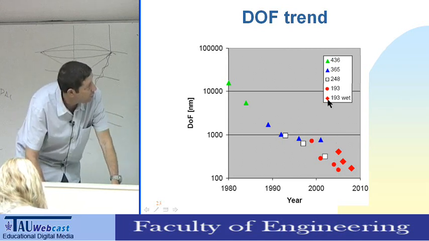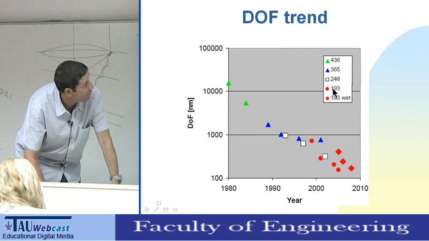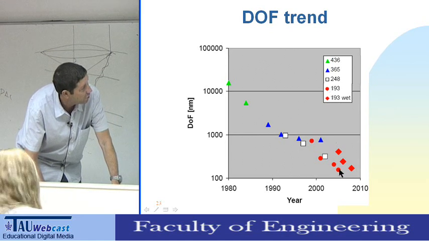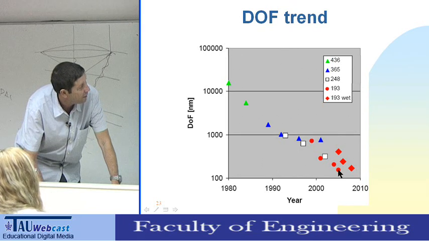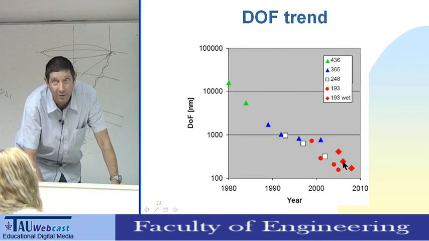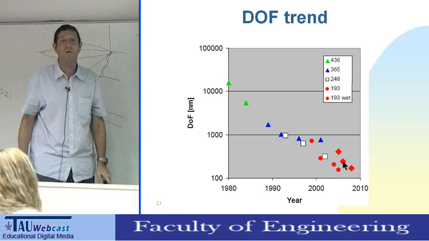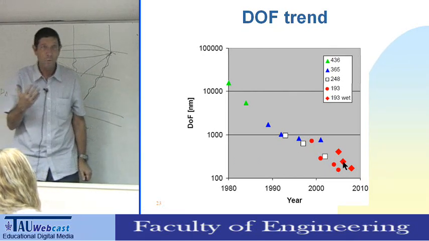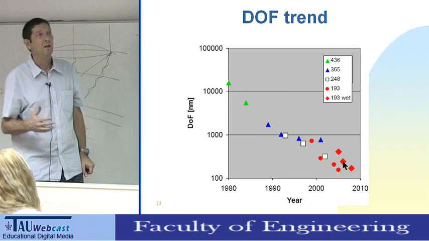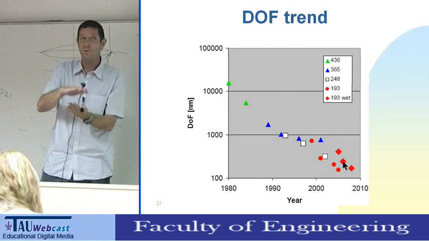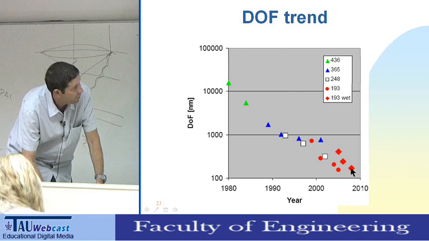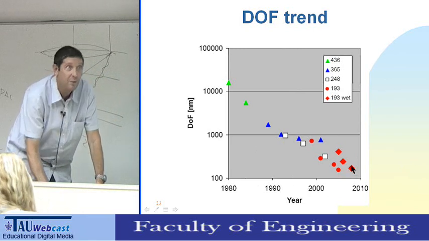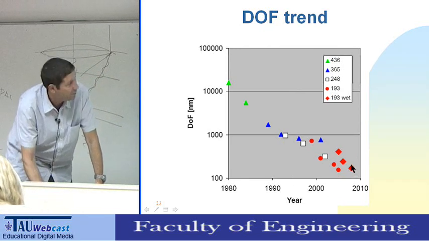The circles are the depth of focus for the regular 193, and this is 193 wet. So the main advantage for using wet lithography or immersion lithography is increasing the depth of focus, while at the same time hopefully you can get better resolution, or the same resolution with better depth of focus.